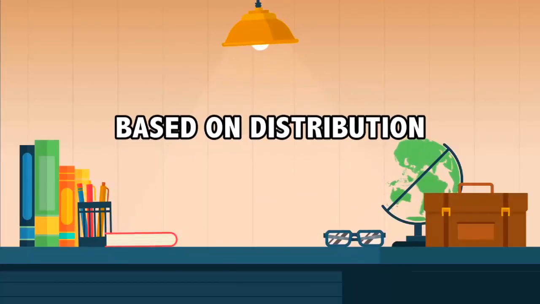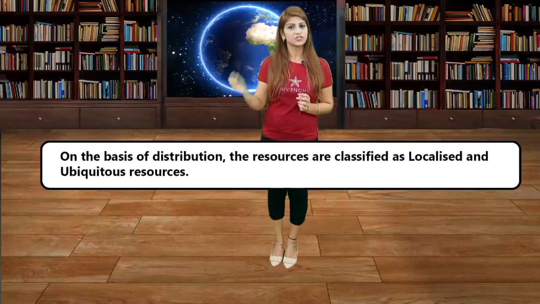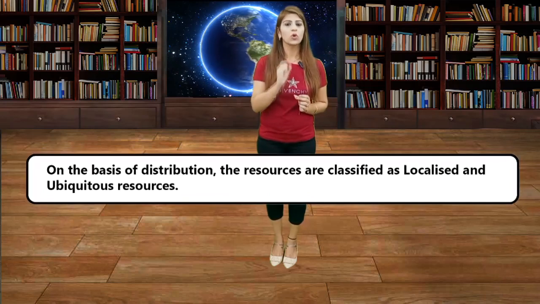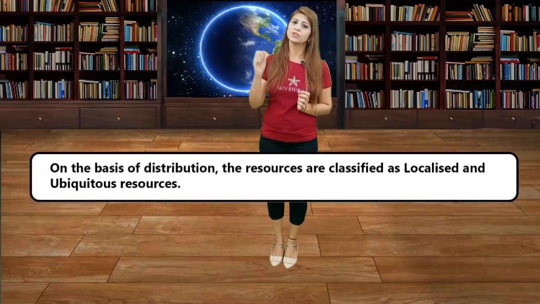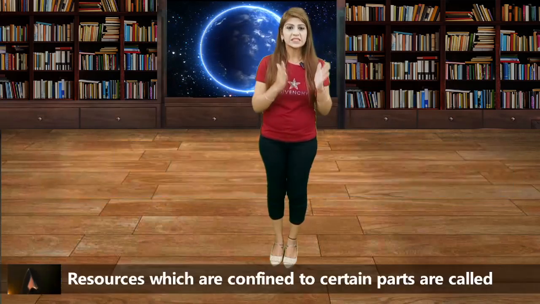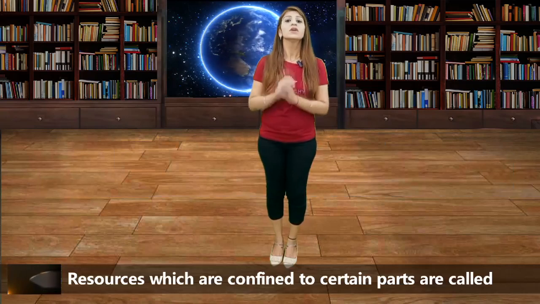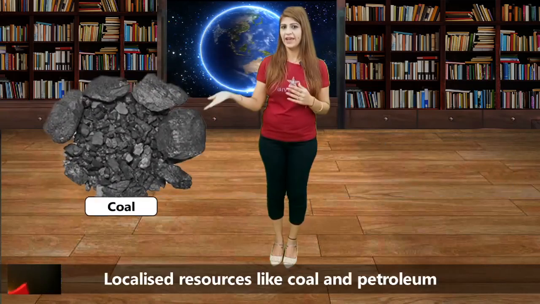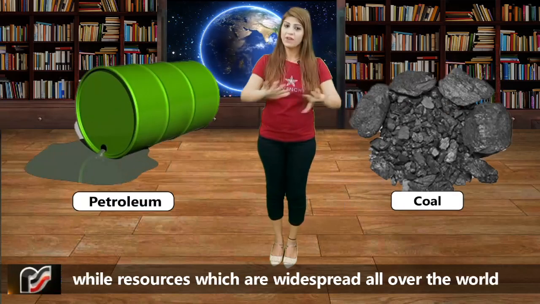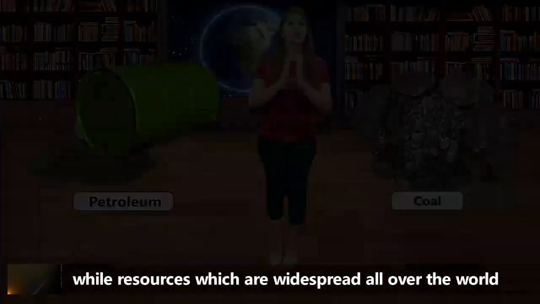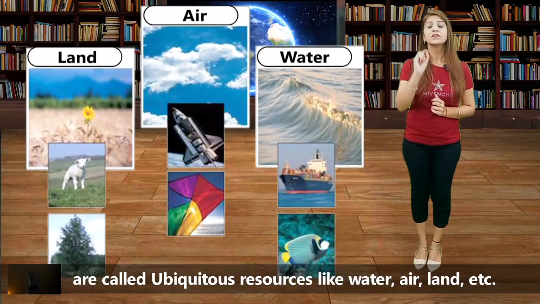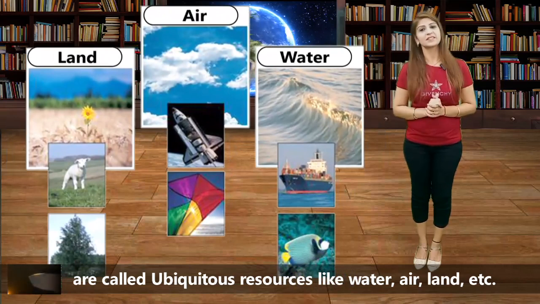Based on distribution. On the basis of distribution, the resources are classified as localized and ubiquitous resources. Resources which are confined to certain parts are called localized resources like coal and petroleum, while resources which are widespread all over the world are called ubiquitous resources like water, air, land, etc.